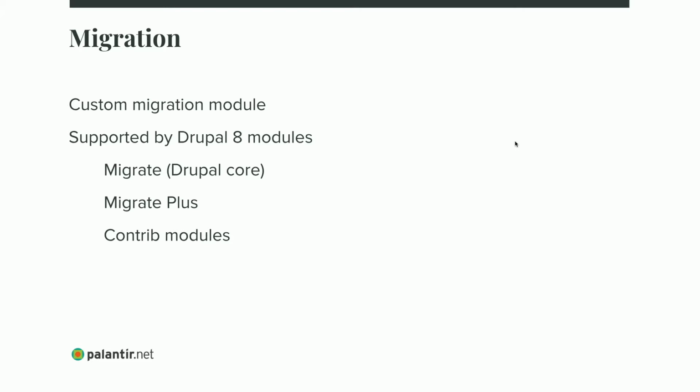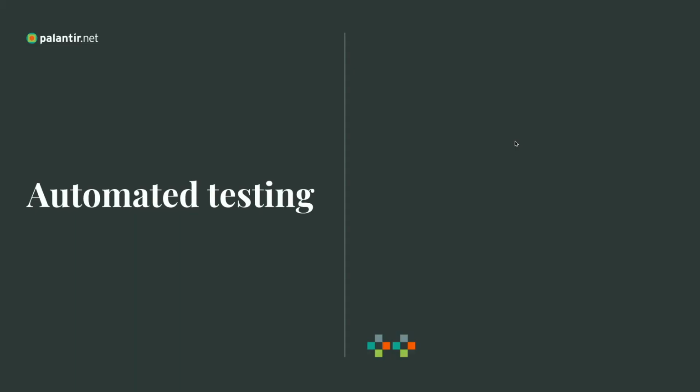The migration that we're going to be talking about is primarily a custom migration module that you'll be developing, and then it'll be supported by core and contributed plugins, essentially, or pieces from core and contrib, including Migrate Plus. We'll assume that most of this is using Migrate Plus as well as the core Drupal Migrate module. And then for things like paragraphs, paragraphs comes with some of its own plugins.